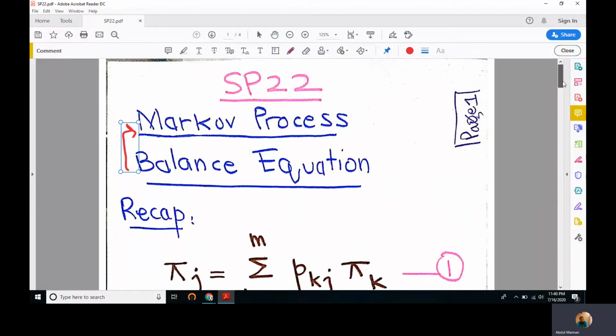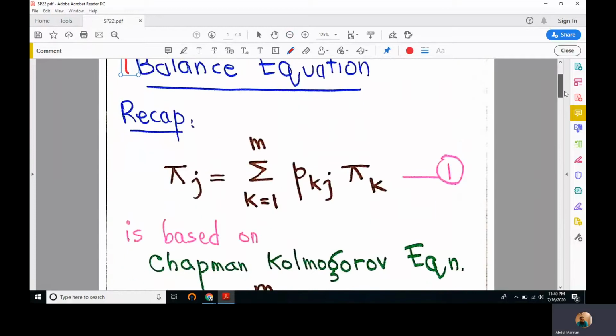In last lecture, SP21, we studied that the long-term probability pi of j is actually r i j of n, starting from some initial state i. What is the probability of landing at j at time n, where n is large?